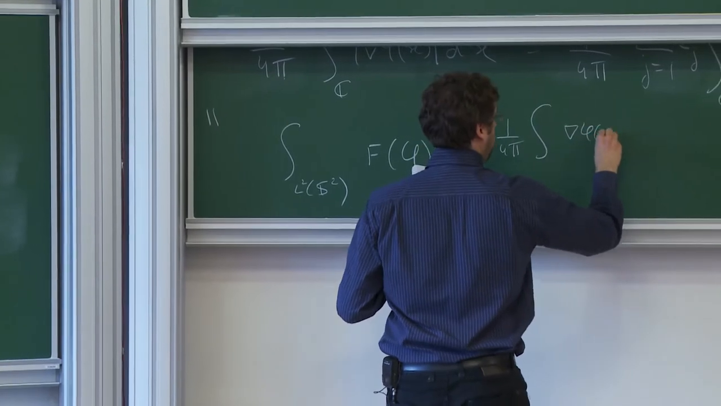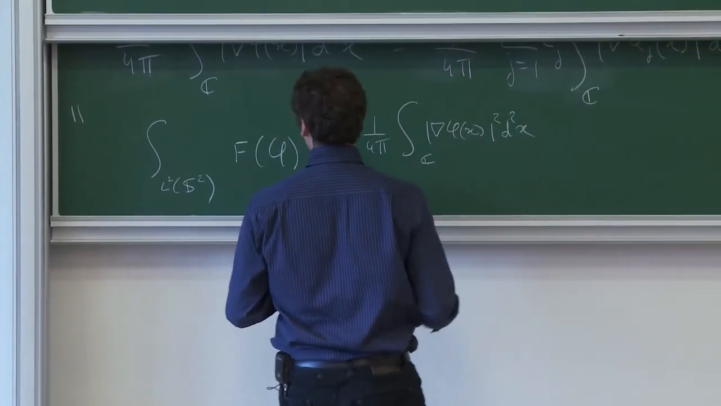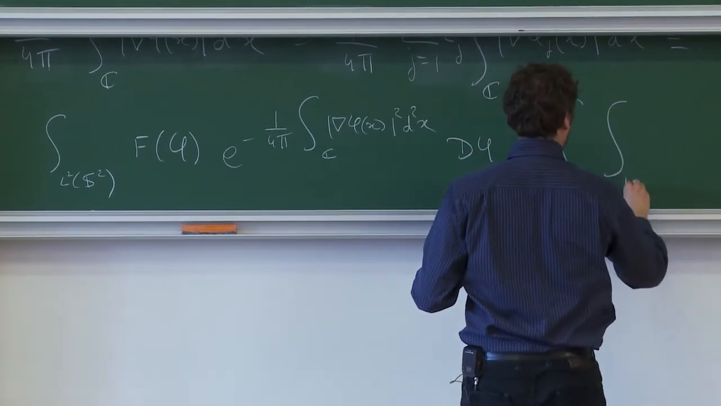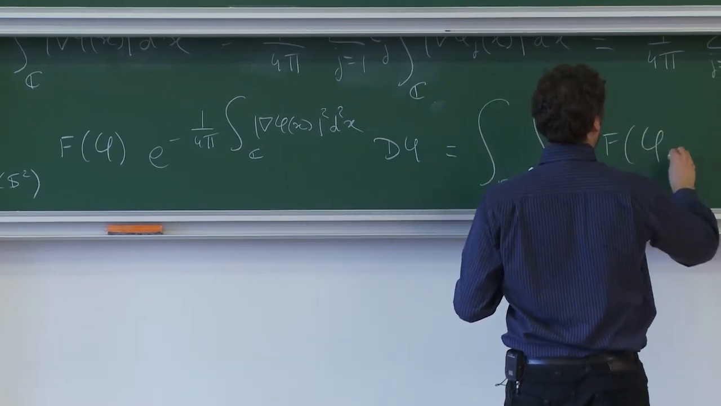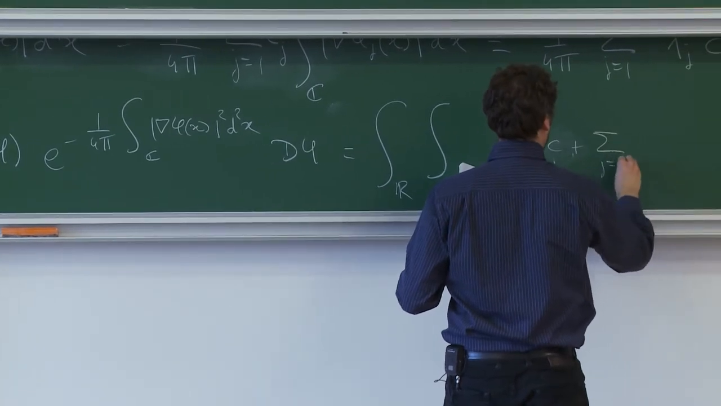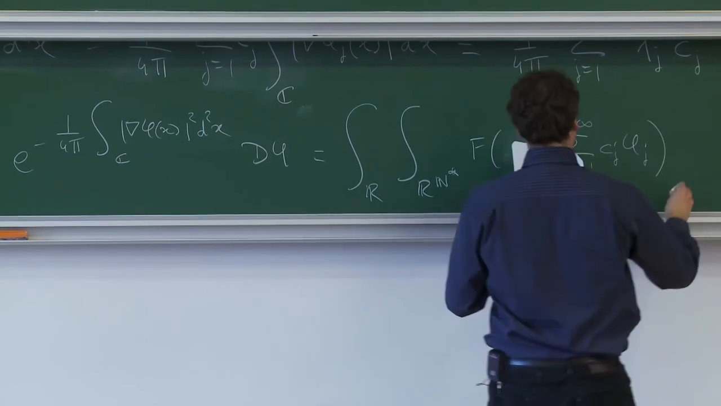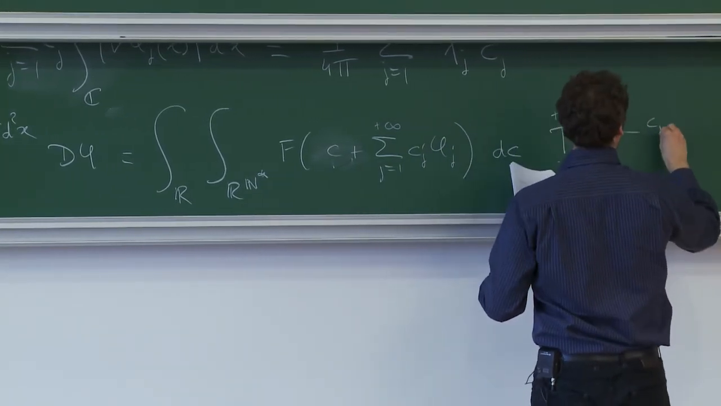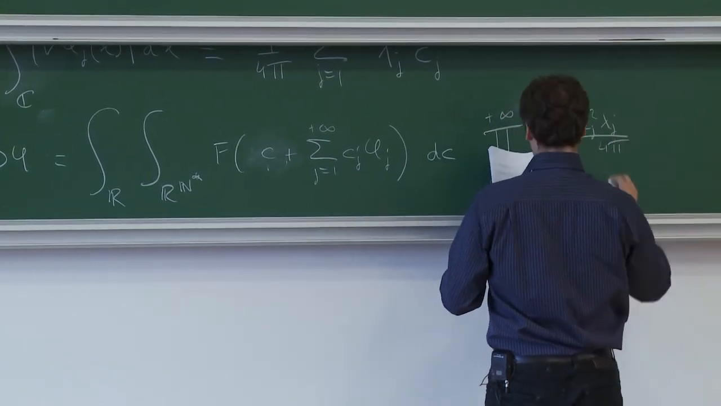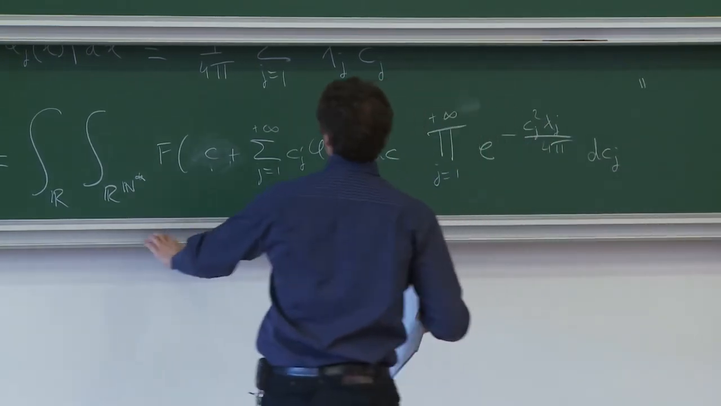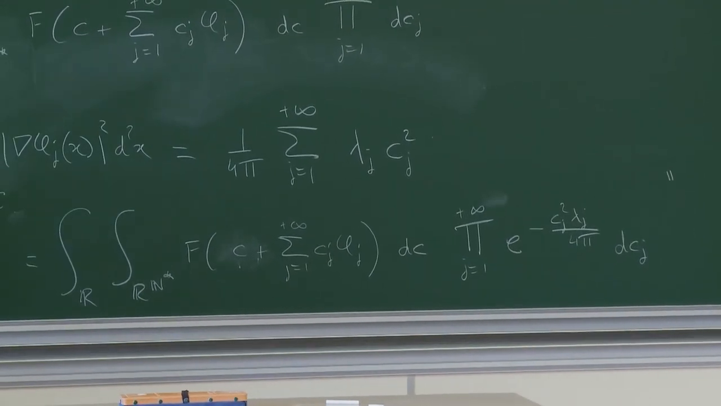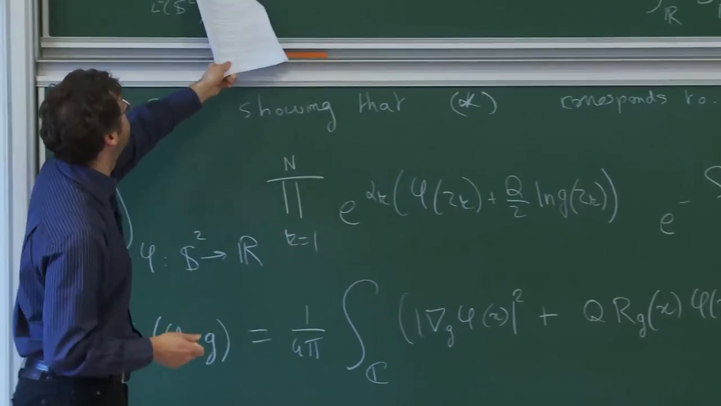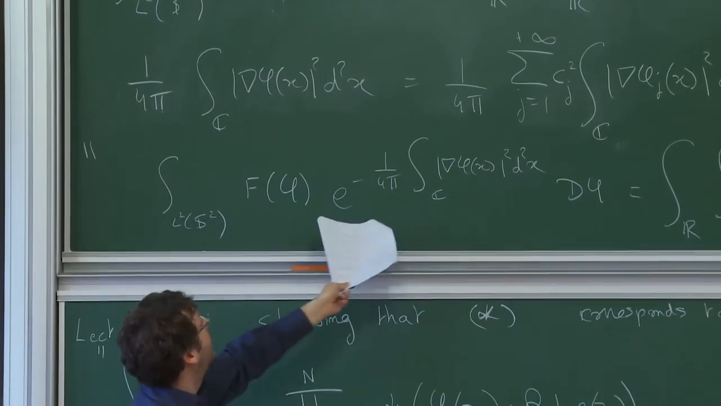So the gradient term is equal to the integral over R of my quantity, DC and product for j equal 1 to infinity of exponential minus. So now things are starting to look a bit better. I'm seeing the Gaussians arrive. The Gaussian. Okay, so this is my second formal definition. So I took the one upstairs, I replaced f by f exponential minus the gradient.